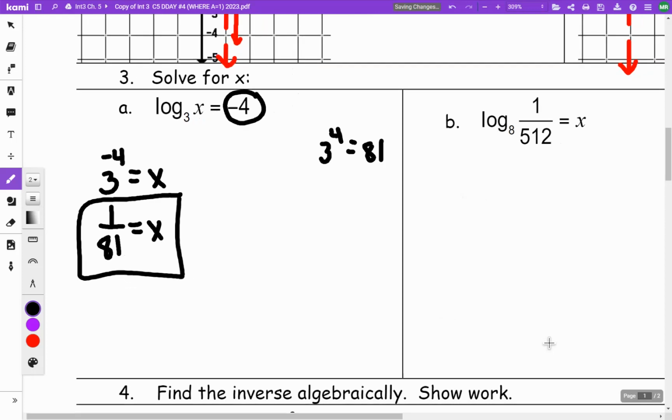On B, again, your log equals your exponent. That's going to be your exponent. So when I rewrite this, this is going to be 8 to the x is equal to 1 over 512.